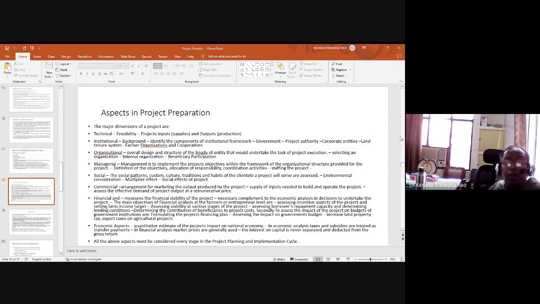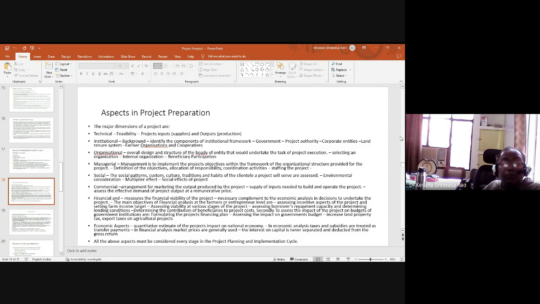Then organizational and managerial: you can see the overall design and structure of the board of the entity that would undertake the task of project execution, selecting an organization. It may be an internal organization or an international organization. Then the beneficiary participation, that is also most important. To what extent the beneficiaries are participating in whatever you are going to implement in a project, or it may be a funding organization.